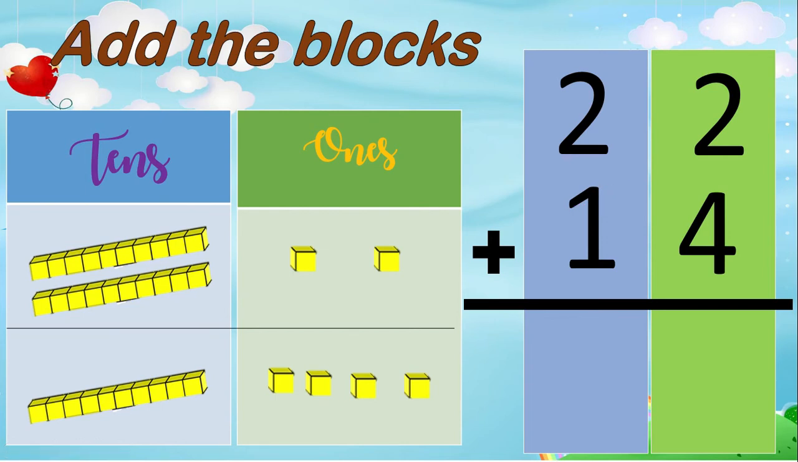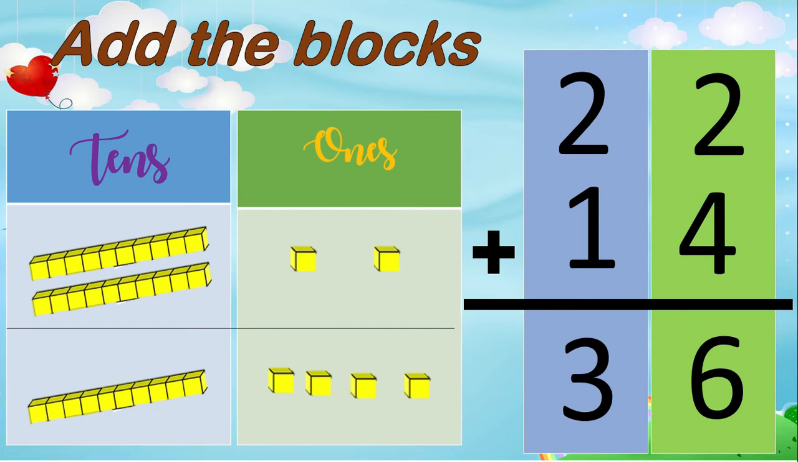So let's go first to the ones place. Remember the rule: always start adding in the ones place. So 2 plus 4 is equal to 6. Very good. How about the tens place? 2 plus 1 is equal to, that's great, 3. So we can say that 22 plus 14 is equal to 36. Okay, that's good to hear.